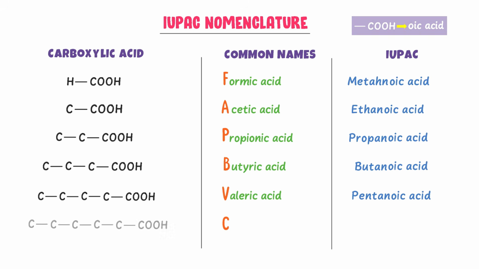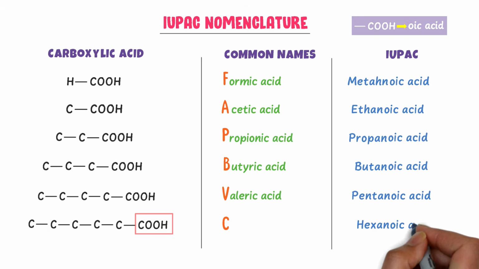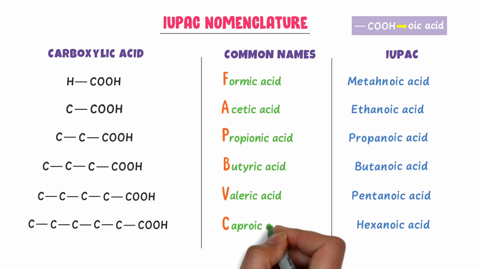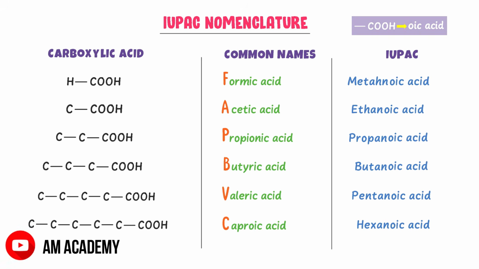Finally, consider this organic compound. There are six carbons present in it. I write hexane. For COOH, I write oic acid. I get hexanoic acid. What about its common name? Well, C stands for caproic acid. So the IUPAC name of this organic compound is hexanoic acid and its common name is caproic acid. Thus in this way we can easily name carboxylic acids.